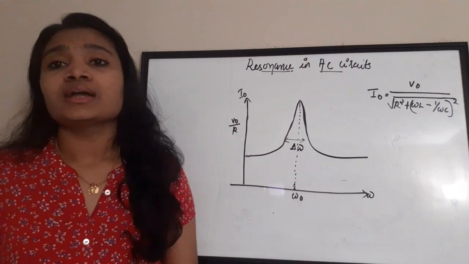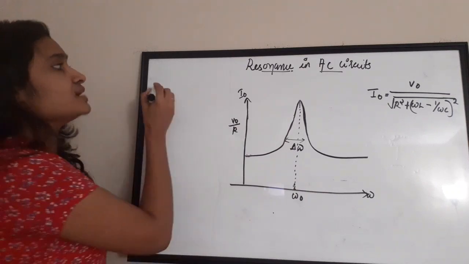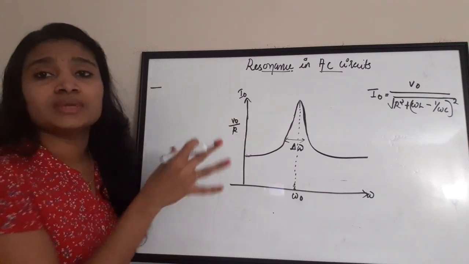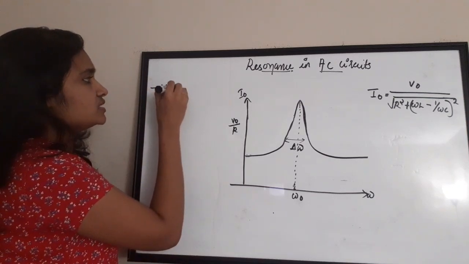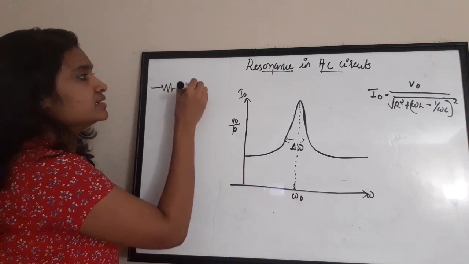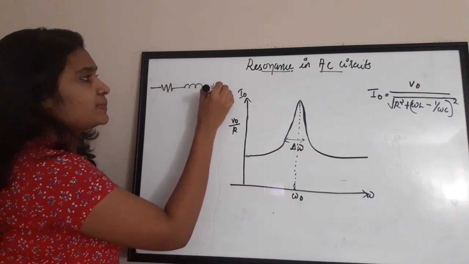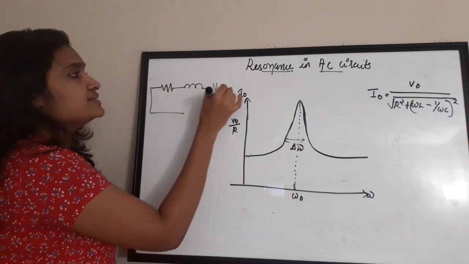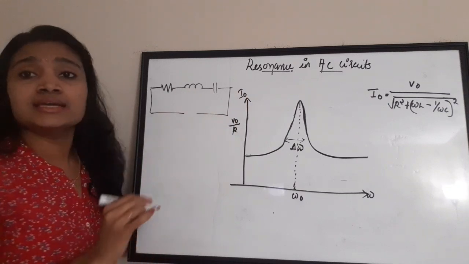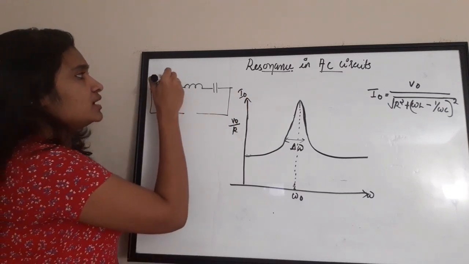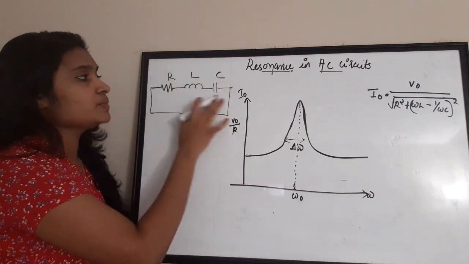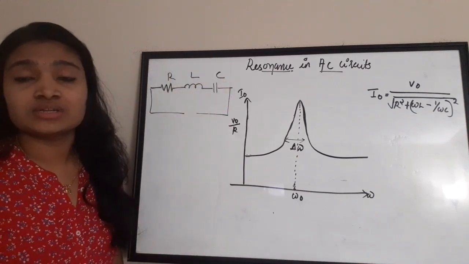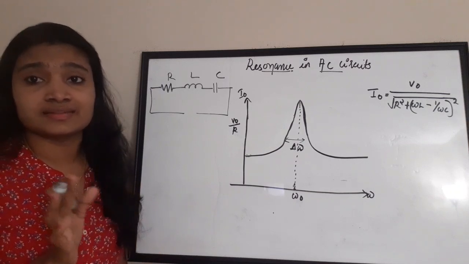Consider that there is a series RLC circuit. RLC circuit means it consists of three elements. There is a resistor which constitutes the R, then there is an inductor, and there is a capacitor. So it consists of R, L and C. Since all the components are in series connection, we call it a series RLC circuit.